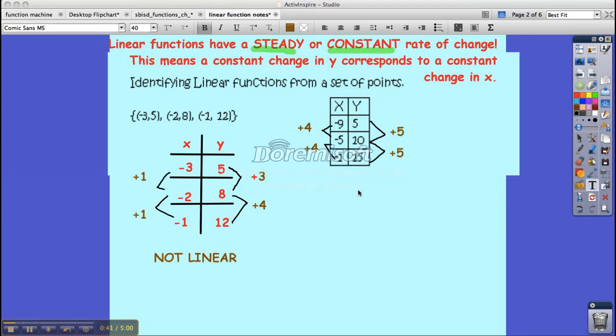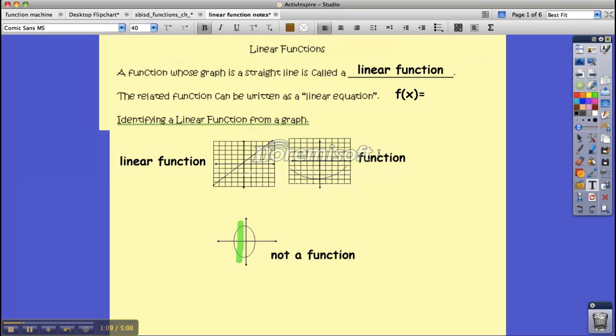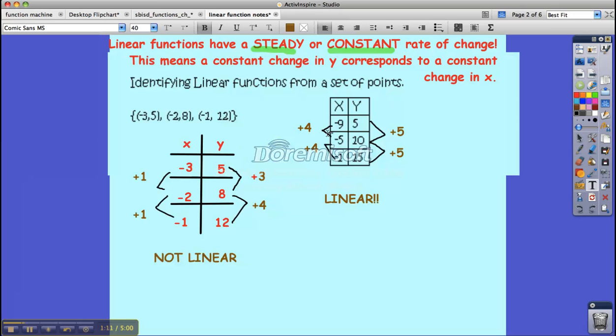If we look here, we saw that this was going up by 5 when this went up by 4. Y went up by 5 when x went up by 4. So both times y went up by 5 and x went up by 4. So that is linear. Yay! It is linear because the change in y corresponded with the change in x, and it was constant or steady. It was the same between each one. So that is awesome. So now we know how to determine whether it's linear by looking at the graph or by looking at the table or the points.